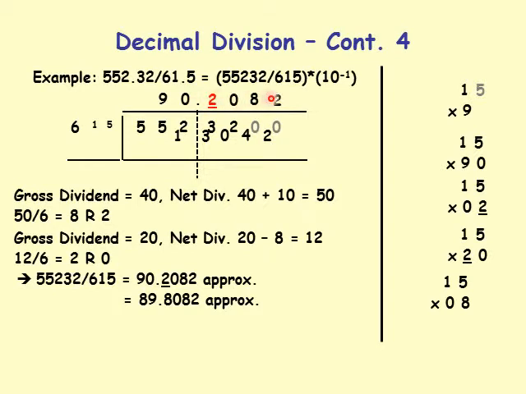90.2 negative 082. Okay. That means that 55232 divided by 615 is approximately 90 decimal 2 negative 082, which is equal to 89.8082. These first 3 digits to the left are 900 minus 2. 900 minus 2 is 898. That's 89.8082 approximately. We stop the division here and we didn't continue any further, so this is approximate.